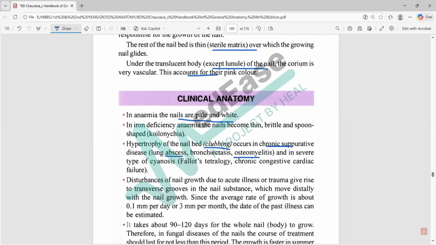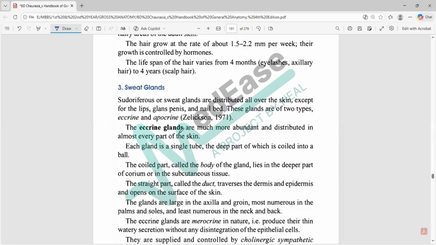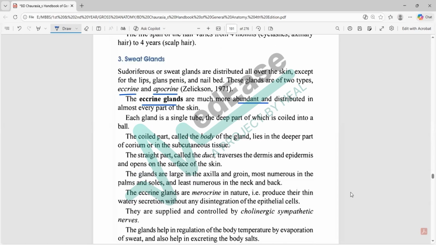the important sweat glands mainly. Now, from the clinical point of view, the sweat glands are very important. They are divided into eccrine and apocrine. The eccrine are more abundant and are produced in most parts of the body, and these produce the secretion without the cytoplasm mainly. They are somewhat merocrine in nature, meaning they produce thin watery secretion without the disintegration of the cells mainly.